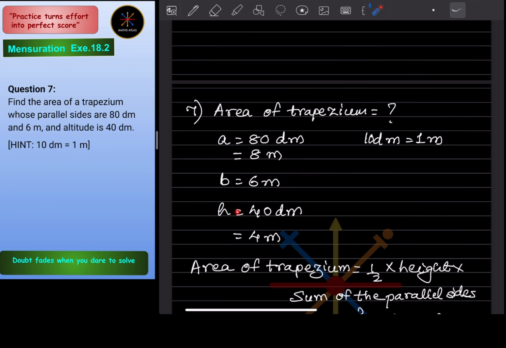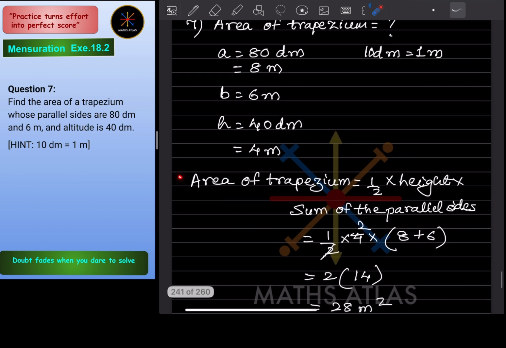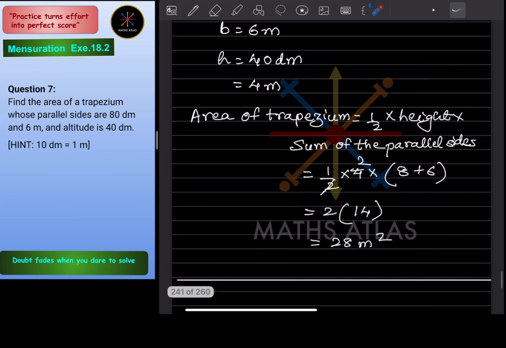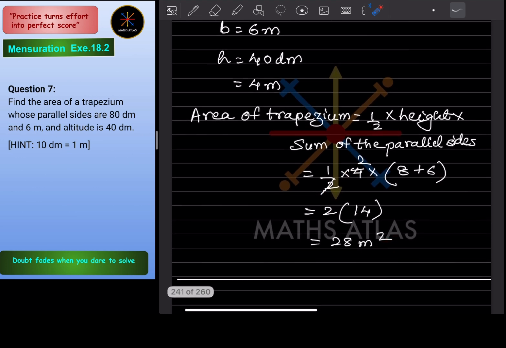The height is given as 40 dm. This also we will convert to meter. So this is going to be 4 meter. Now we are going to use the formula: the area of the trapezium is half into height into sum of the parallel sides. So half into the height, which is 4, into the sum of the parallel sides, 8 plus 6. After simplifying this one, we get 2 into 14, which is 28 meter square.